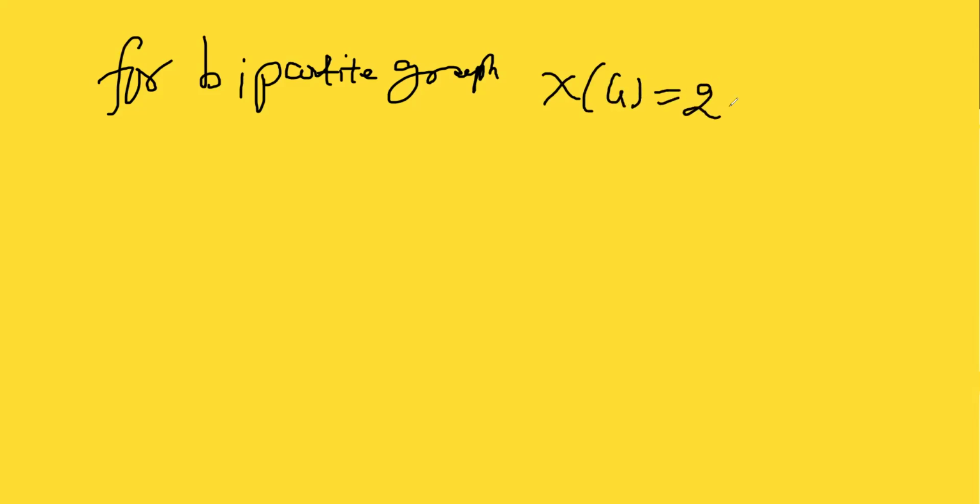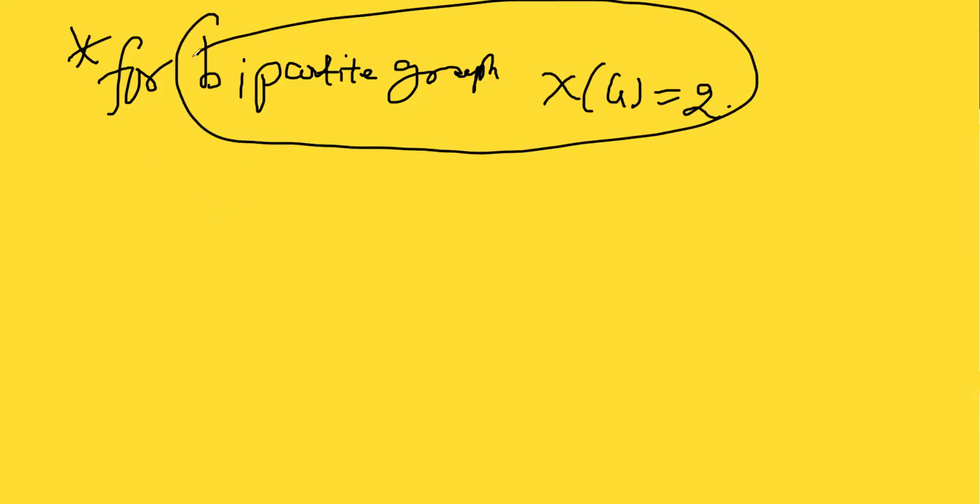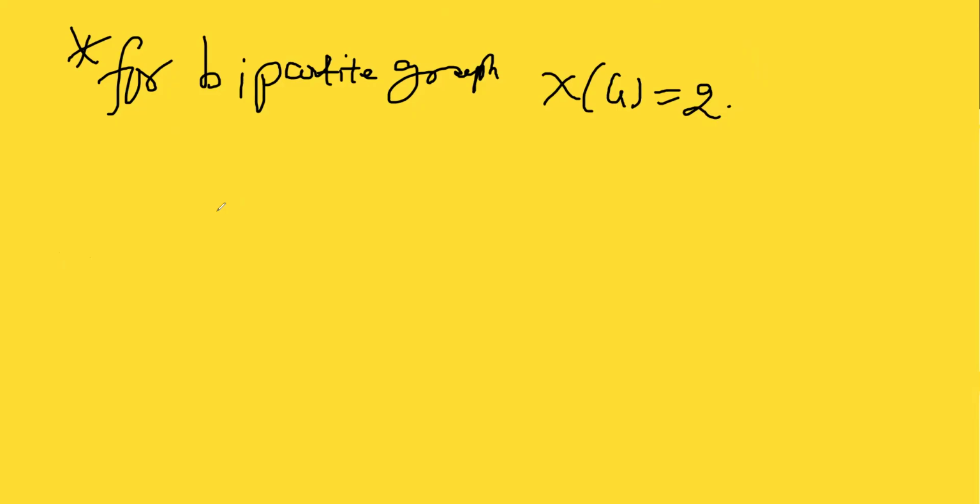For bipartite graph, chromatic number is always 2. Remember this. Okay. This is important point. Any bipartite graph has chromatic number 2. Or you can say if any graph has chromatic number 2, that is bipartite graph.